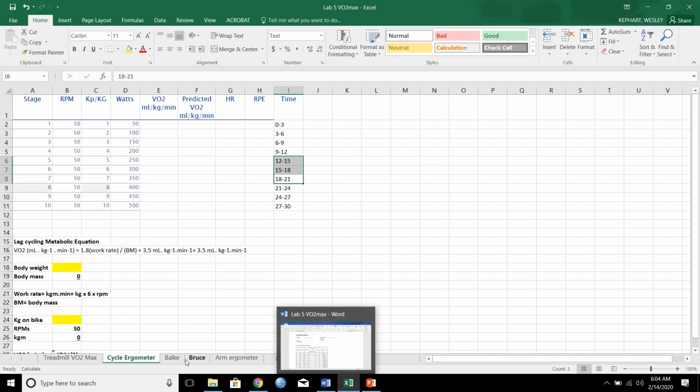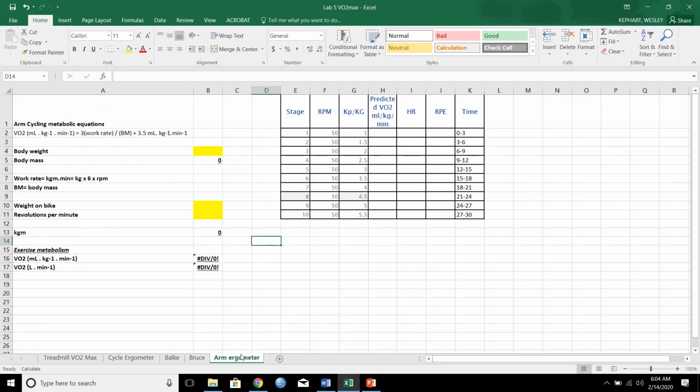So how that works, arm ergometer, placed it at the very end over here. Essentially the same thing, put someone's body weight in. Let's say that they're 115 pounds, weight on the bike. I don't know, let's say they got up to 4, and then revolutions per minute, it's always going to be 50. So that would be a super high VO2 max. I doubt that we would ever see that. It could happen though, I guess.